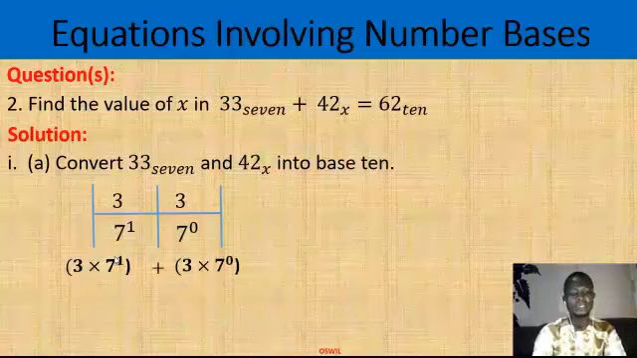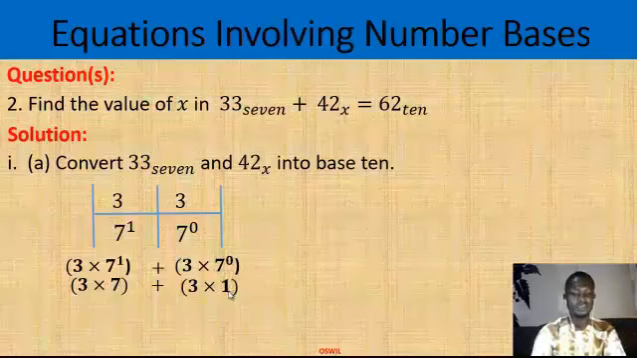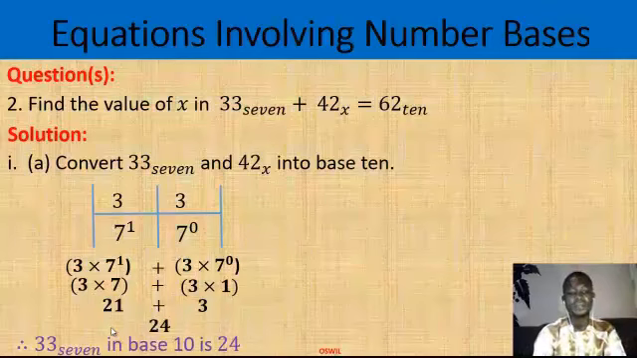7 to the power 1 is the same as 7. So we have 3 times 7 plus 3 times 1, because 7 to the power 0 is 1. 3 times 7 is 21, plus 3 times 1 is 3. Now we add them, so we get 24. Therefore, 3 base 7 in base 10 is 24, or 24 base 10.